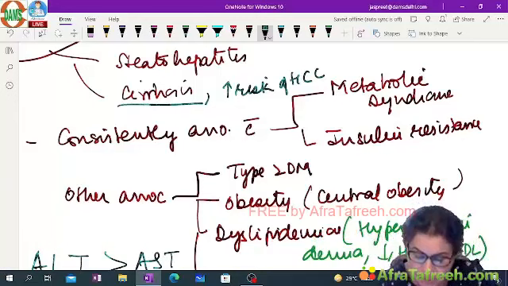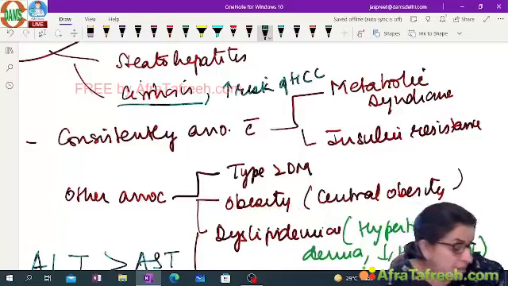Okay, Ayush, you have asked me: fibrosis starts around the central vein.